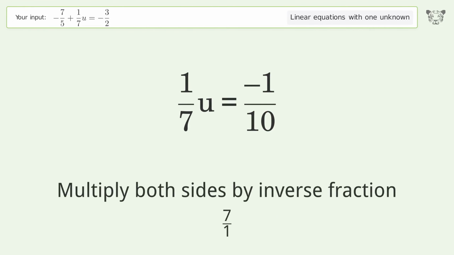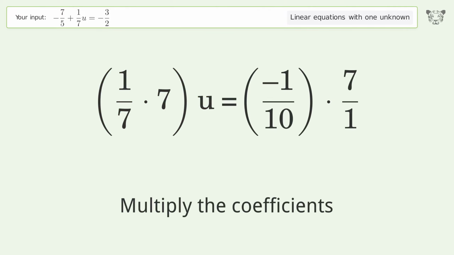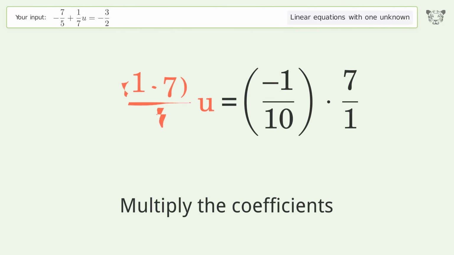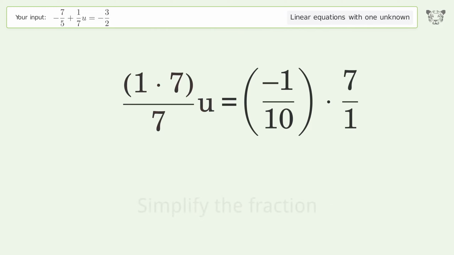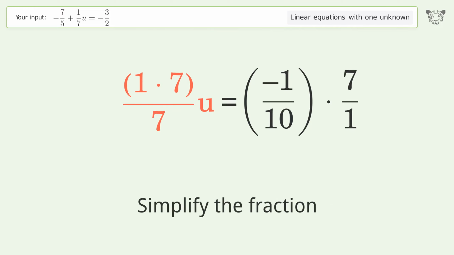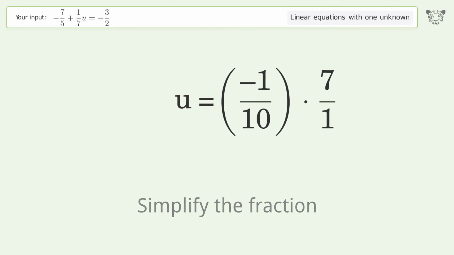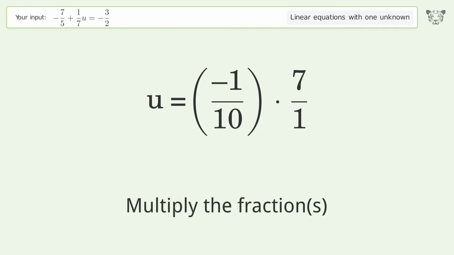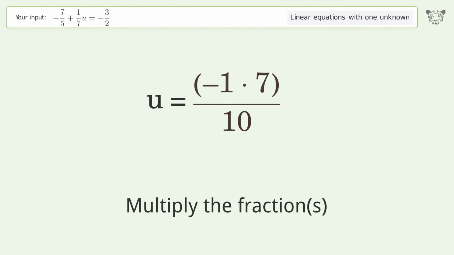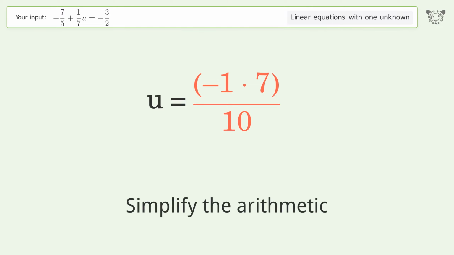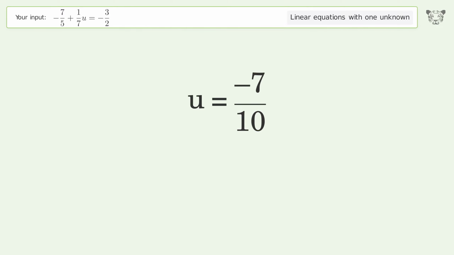Group like terms. Multiply the coefficients. Simplify the fraction. Multiply the fractions. Simplify the arithmetic. And so the final result is u equals -7/10.